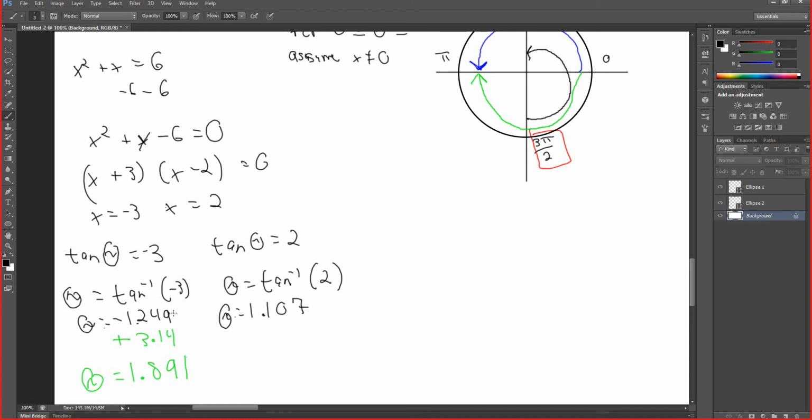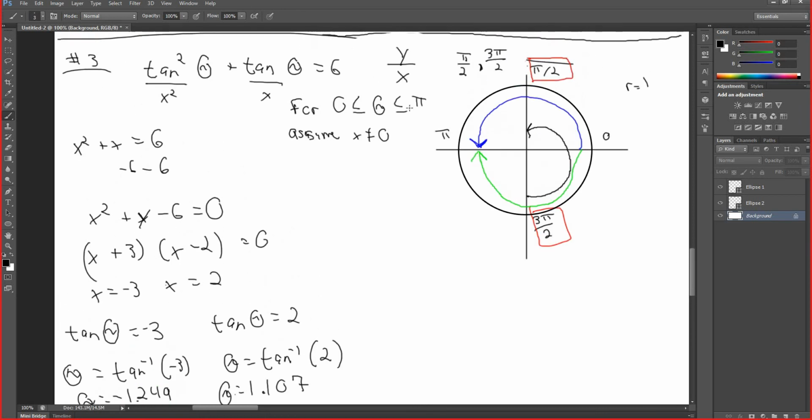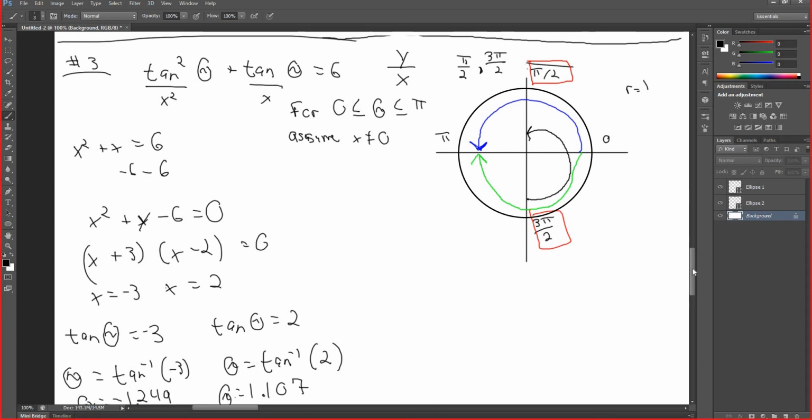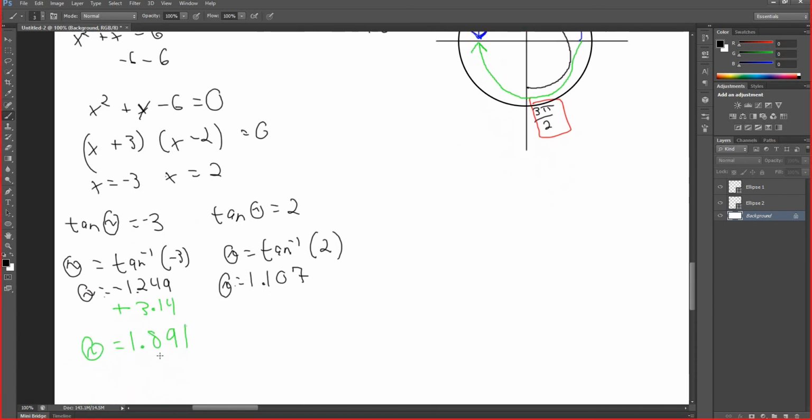The only catch though is, since this theta was technically a negative, this is great that we have a reference angle, but since it was a negative angle, that's not between 0 and pi. That's why we have to find what the equivalent form would be in quadrants 1 and 2. So now this is between 0 and 3.14. And then for our second theta, this is also between 0 and 3.14.